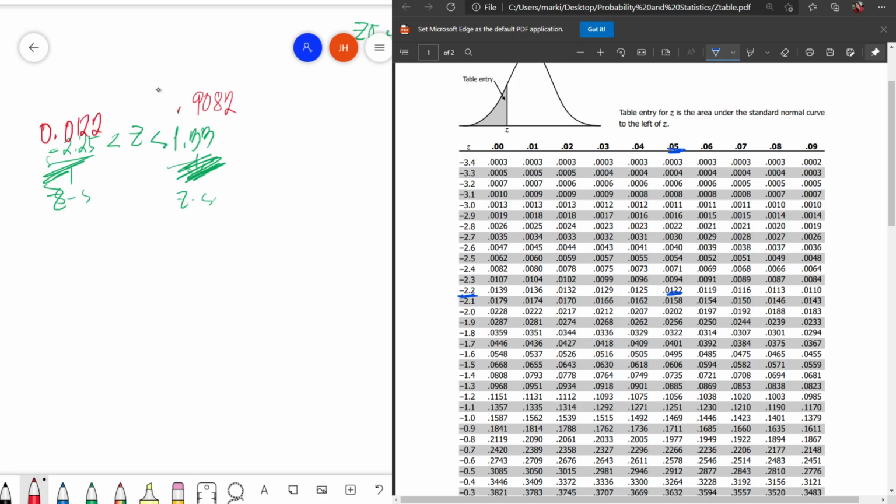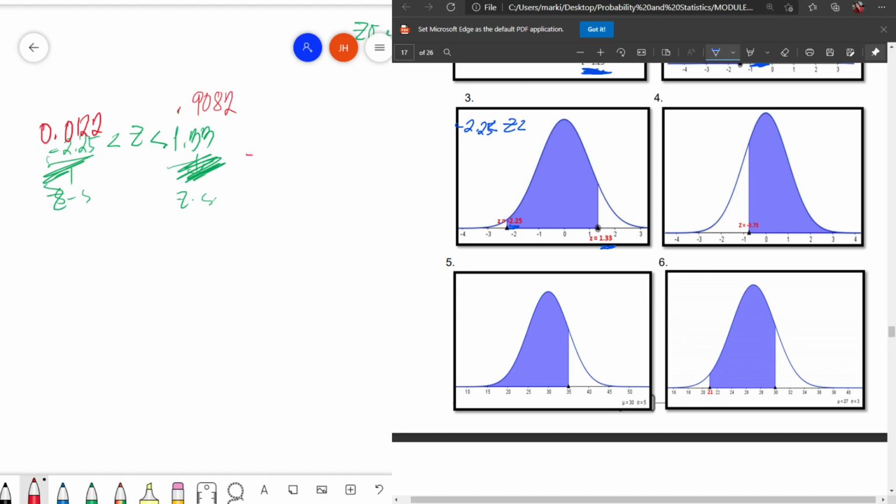So again, the larger value subtracted by the smaller value. So balik tayo dito. Again, 0.9082, left to right. So itong 0, ito yung area is 0.9082. Tapos from dito to dito, which is dito lang, that is 0.0122. Kaya natin sinubtract kasi ito lang yung kailangan natin.